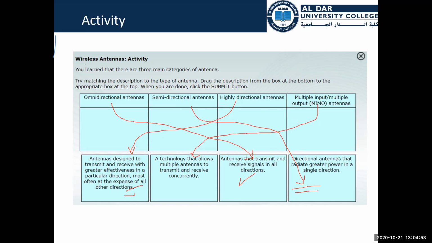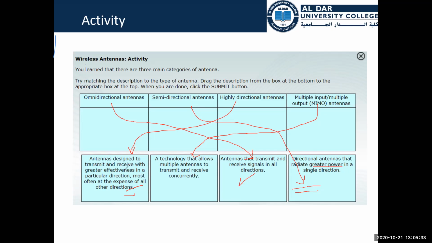And a directional antenna radiates greater power in a single direction. I think this is correct, because it expends some power in other directions, but greater power in one direction. This is semi-directional. It is saying it radiates greater power in a single direction. This means it has power in other directions, but greater power in a single direction.